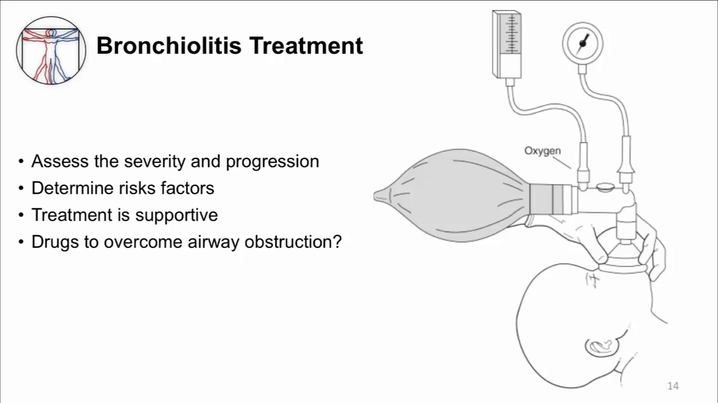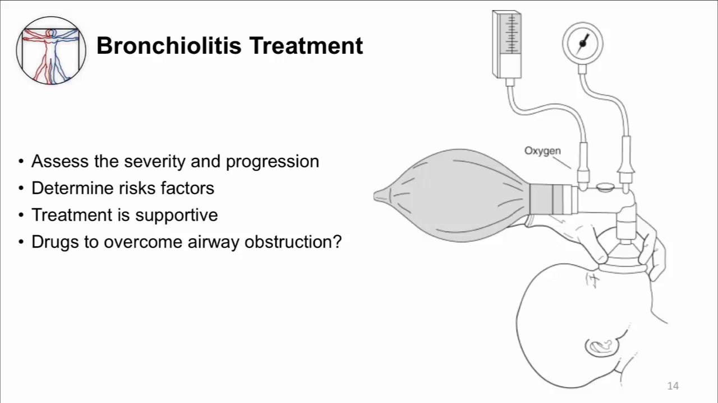Nasogastric feeding or intravenous fluids is important to think about. Remember, this baby might be quite dehydrated because she hasn't been able to take her bottle. Because bronchiolitis symptoms can be analogous to asthma, some drugs that are used in asthma to overcome airway obstruction have been tried for bronchiolitis. These include bronchodilators, epinephrine, corticosteroids. However, the results have been disappointing.